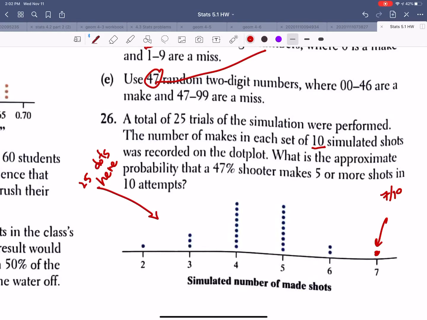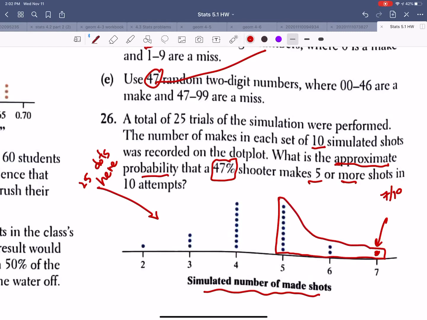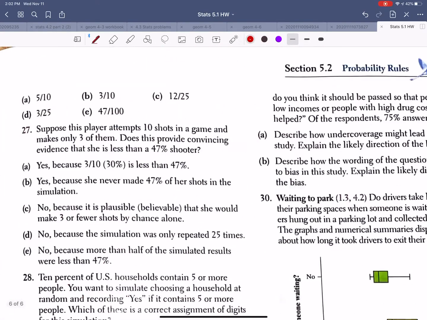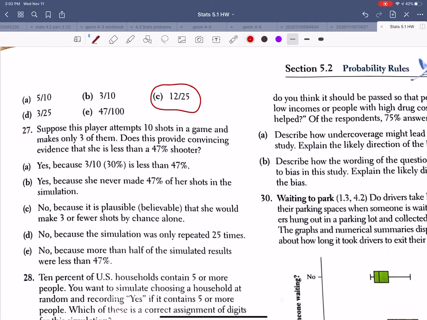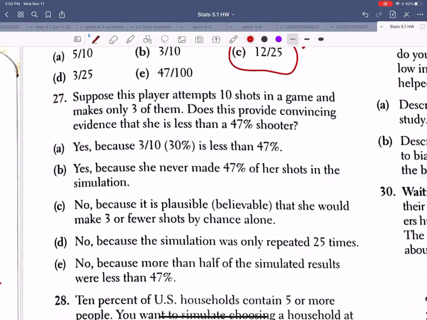All right, so now that we know what the table means, it says what would be the approximate probability that a 47% shooter, so these were simulations made from that basis, made 5 or more. So we essentially need to count 5 or more. And so it looks like there's 9 here, right? 9, 10, 11, 12. So 12 people in the simulation out of a total of 25 made 5 or more. So if we look at our choices, that is in fact one of our choices. So we select it as our answer.